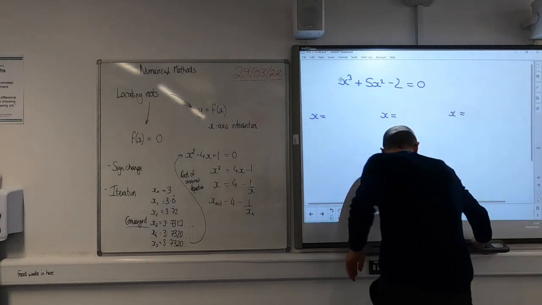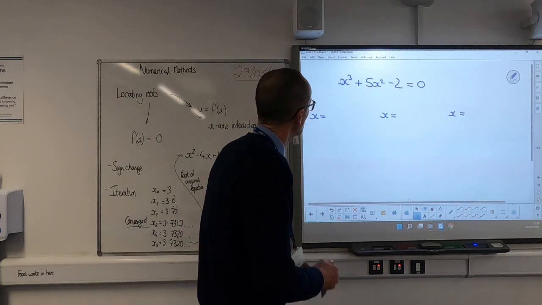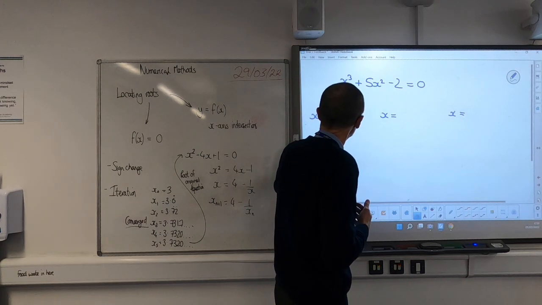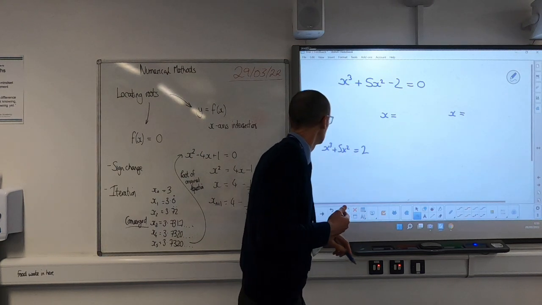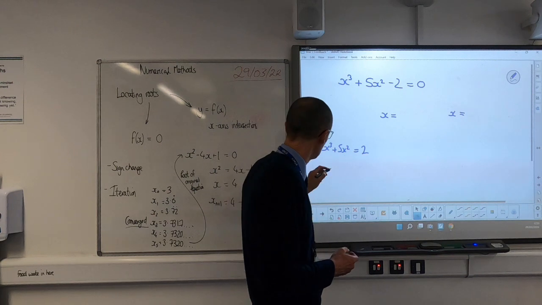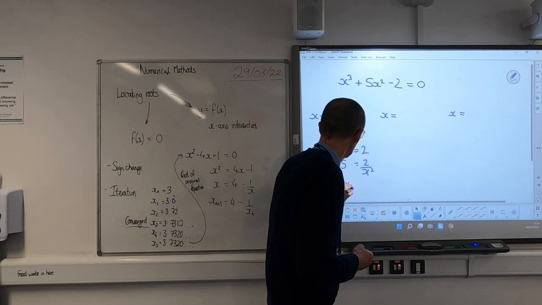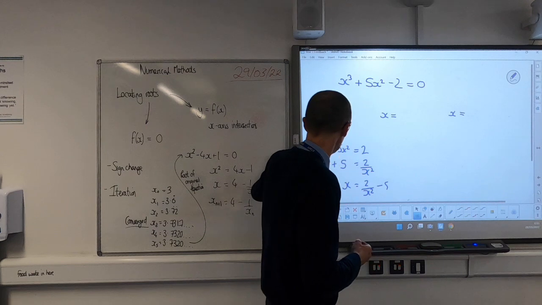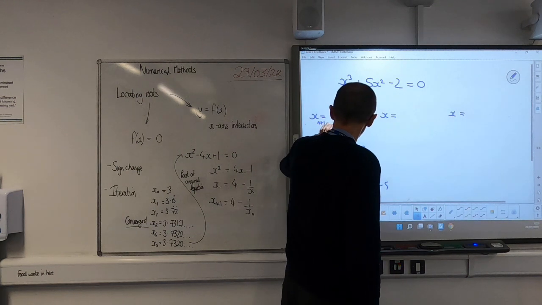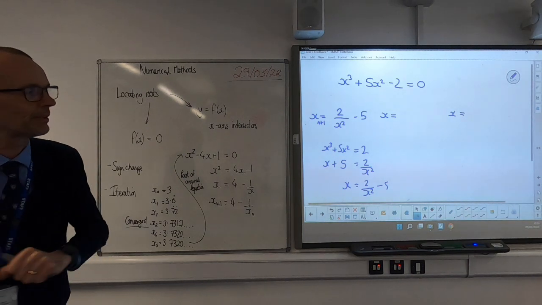So, George, have you got a rearrangement for me? Oh, yeah, 2 over x squared minus 5. So talk me through how you got that. I added 2, and then divided by x squared, and then minus the 5. So you divided by x squared and took away the 5. Okay, that's good. So we can turn that into an iterative formula like this. Nice one, excellent.